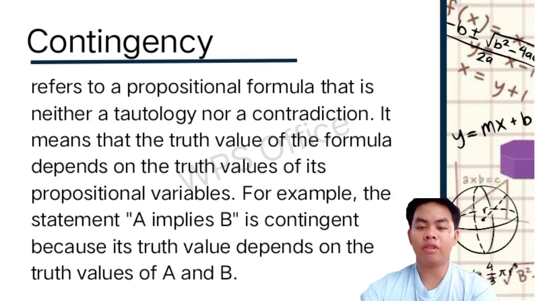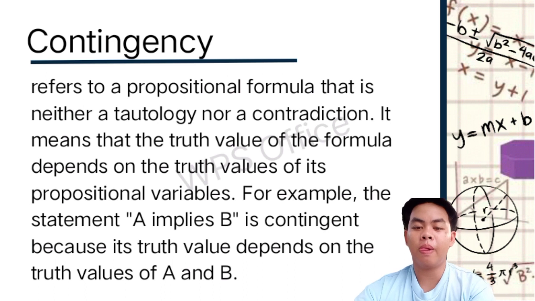Contingency refers to a propositional formula that is neither a tautology nor a contradiction. It means that the truth value of the formula depends on the truth values of its propositional variables. For example, the statement A implies B is contingent because its truth value depends on the truth values of A and B.